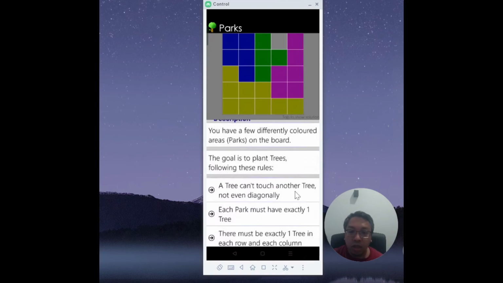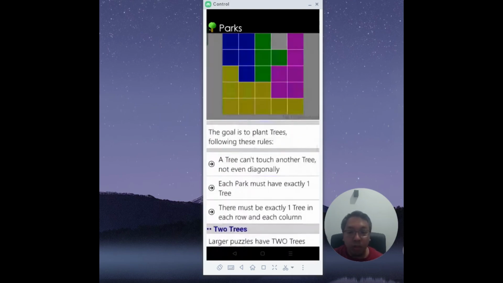A tree cannot touch another tree, not even diagonally. So we cannot put any tree here and here, diagonally. Each park must have exactly one tree, quite obvious. And there must be exactly one tree in each row and each column as well.